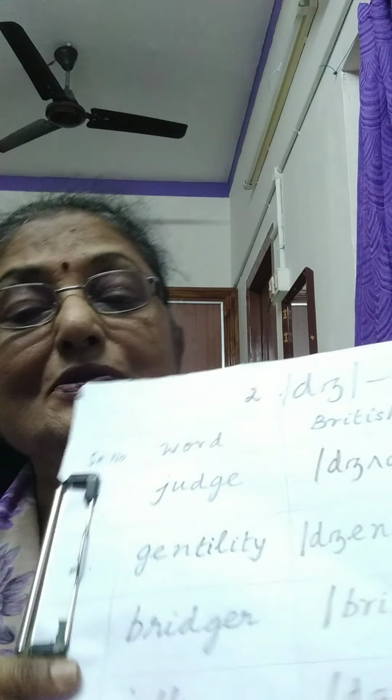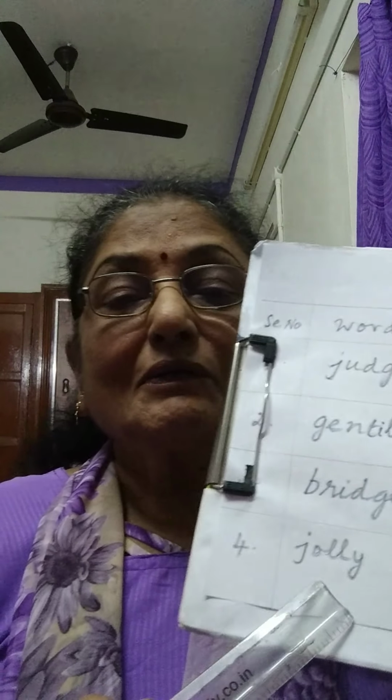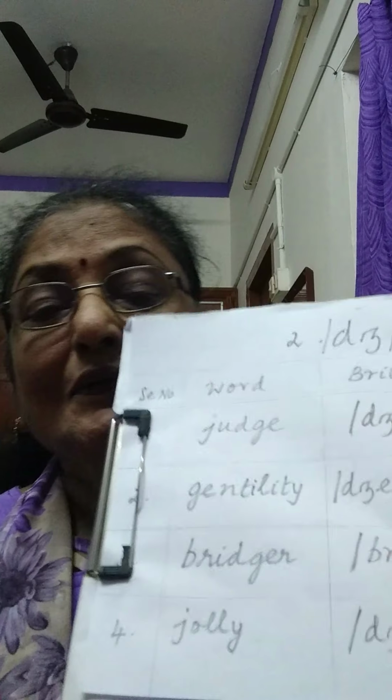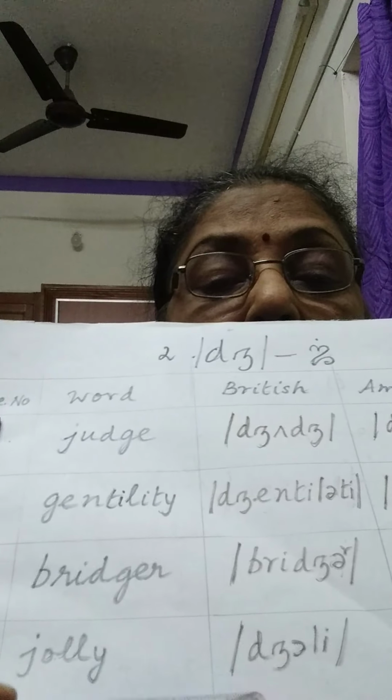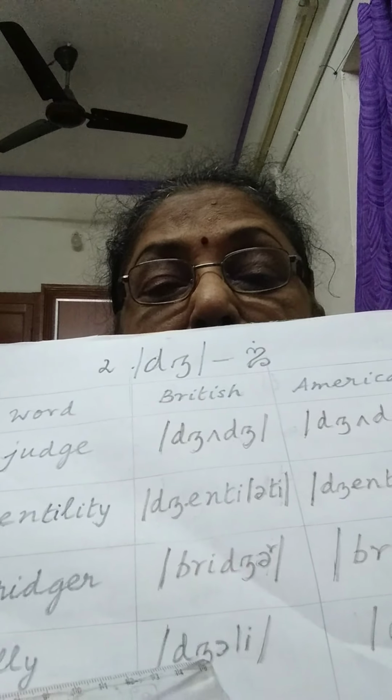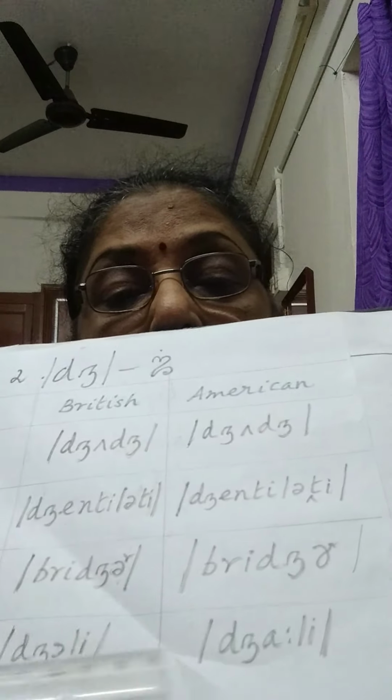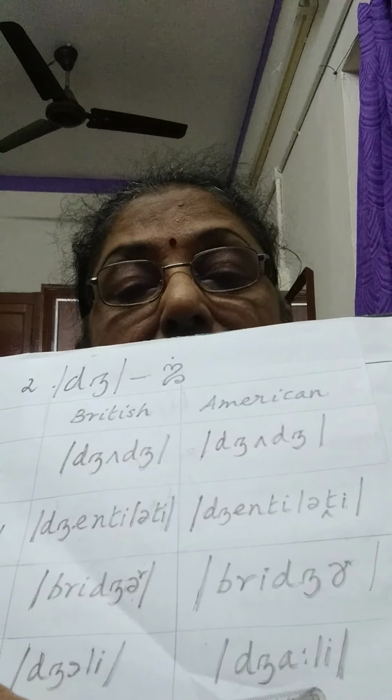Then the next word is jolly, J-O-L-L-Y. You pronounce it like this, jolly. Whereas Americans pronounce it slightly differently.